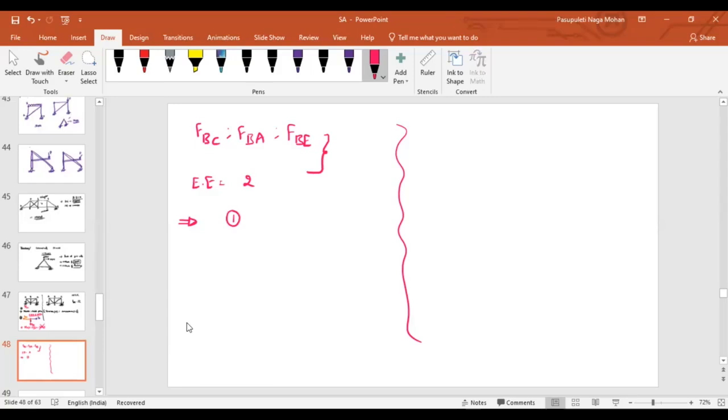Suppose at joint B, if I represent the forces like this, let us say this is FBA and FBC, and there is no FBE. Can we find these two forces? Yes, sir, why? Because I have two unknown forces and two equilibrium equations. That's why I can solve that.